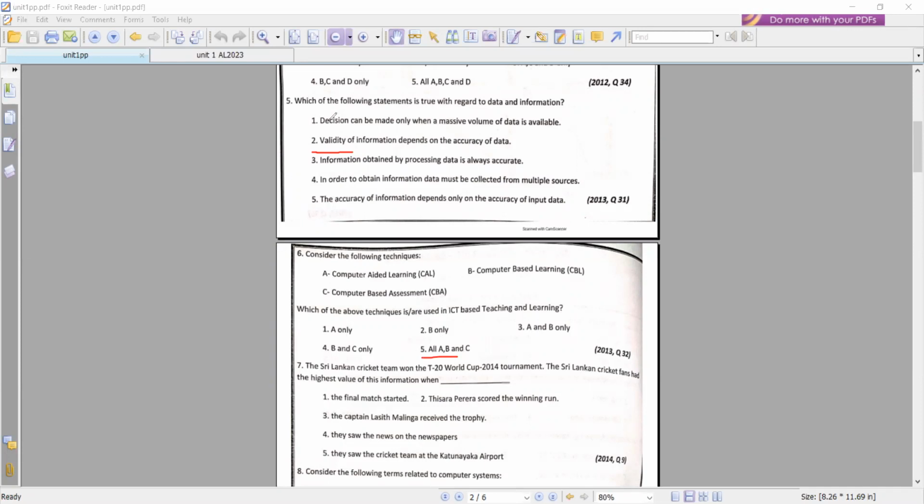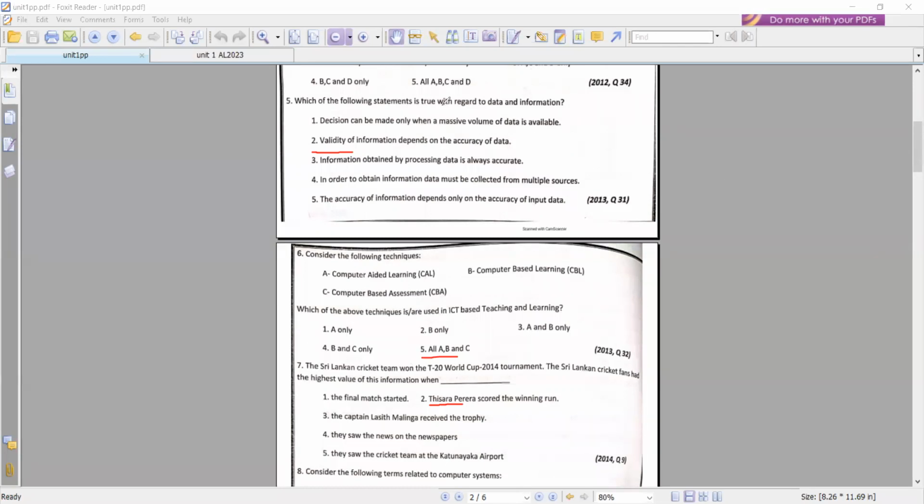Then if you go to the seventh one, the Sri Lankan cricket team won the T20 World Cup 2014 tournament. The Sri Lankan cricket fans had the highest value of the information. Now we have discussed that at the moment you get the information, it has the highest value. So the best answer is the second one. I think 70% of you have put the correct answer.